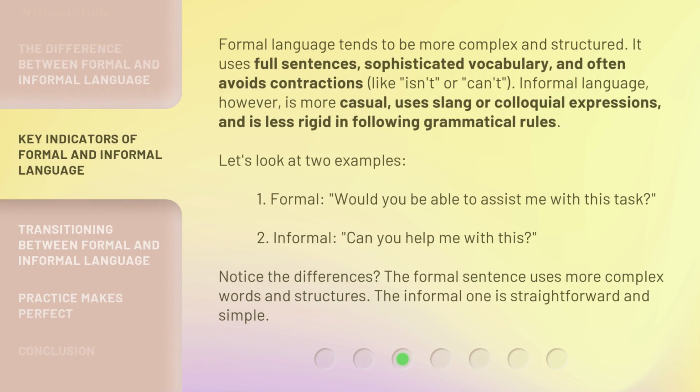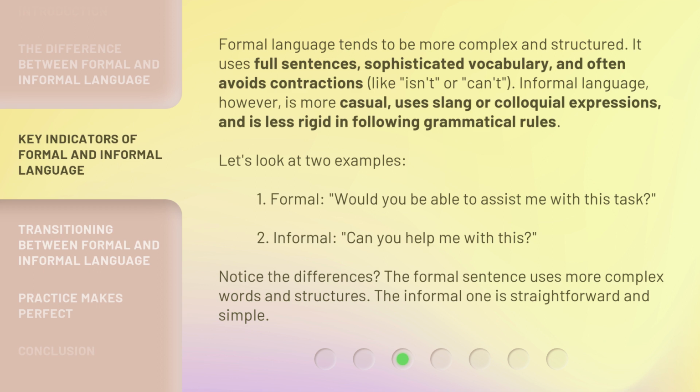Formal language tends to be more complex and structured. It uses full sentences, sophisticated vocabulary, and often avoids contractions, like isn't or can't. Informal language, however, is more casual, uses slang or colloquial expressions, and is less rigid in following grammatical rules.